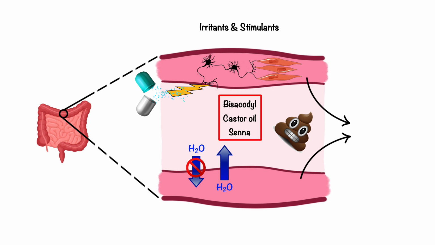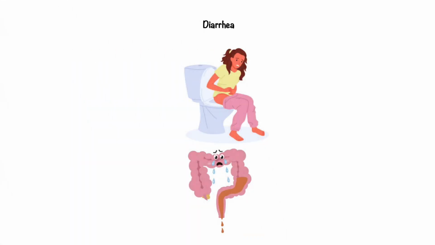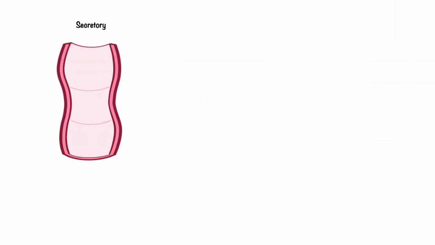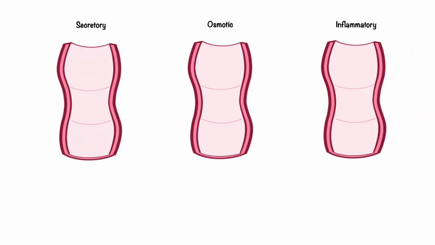Alright, now before we end, let's discuss one more common disorder affecting the gastrointestinal tract, that is diarrhea. So if constipation is characterized by infrequent and hard stools, diarrhea can be thought of as the opposite. Patients with diarrhea experience loose, watery, and typically more frequent bowel movements. Now, depending on the underlying pathophysiology, diarrhea can be classified as secretory, osmotic, or inflammatory.